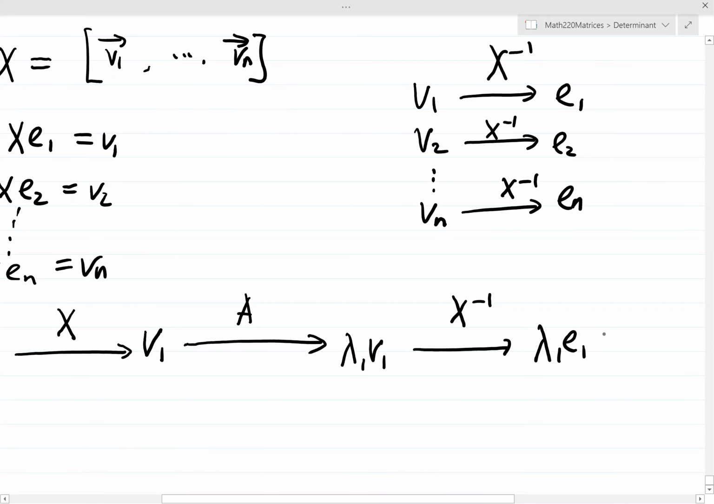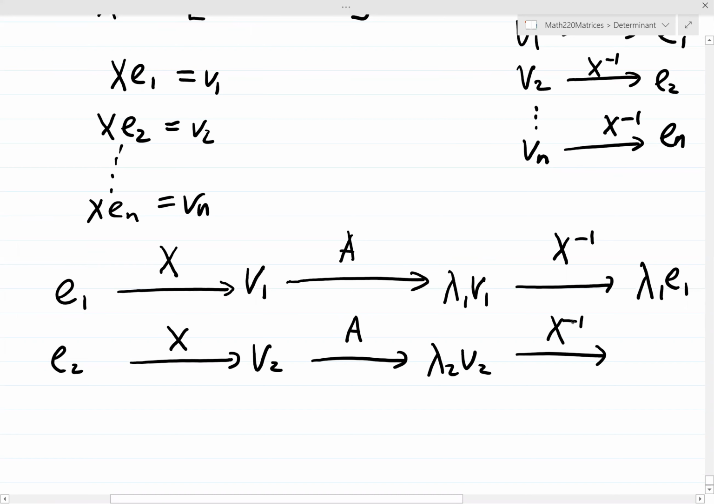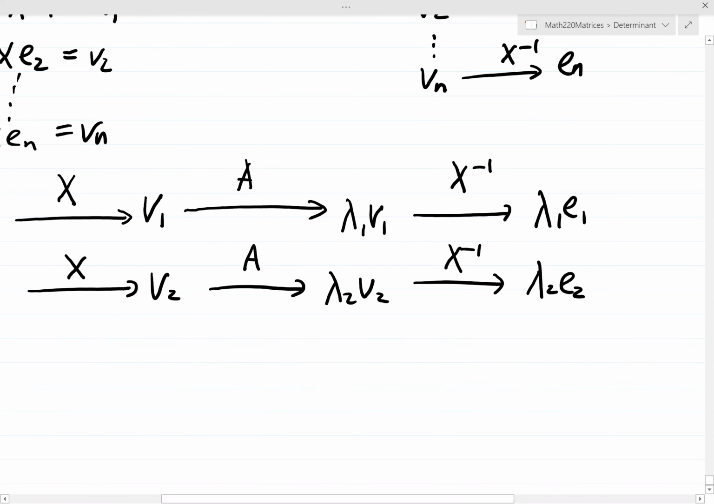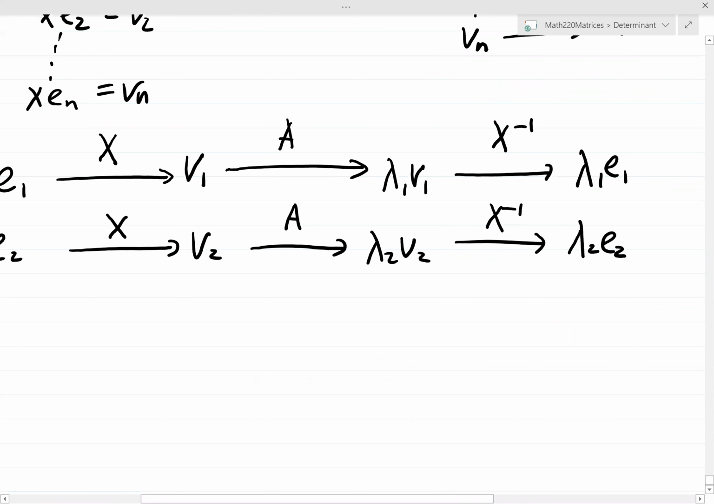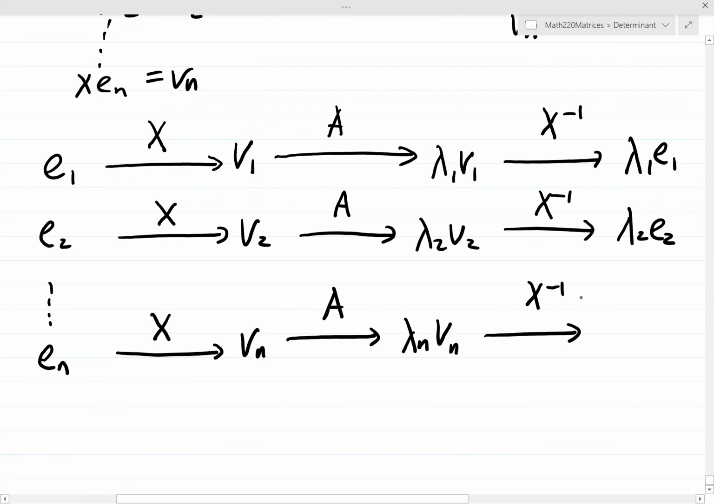Scalars are fixed. So you see, now E2 under X, we get V2. Under A, we get lambda 2 V2. Now apply X inverse, change base back, then we get lambda 2 E2, etc. You see, En under X, you change it to Vn. Now apply A, you multiply by lambda n. Apply X inverse, so we get lambda n En.